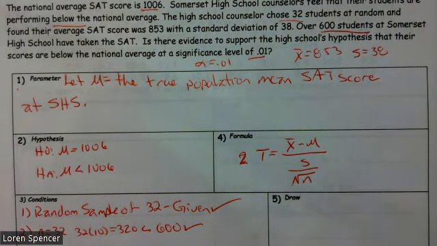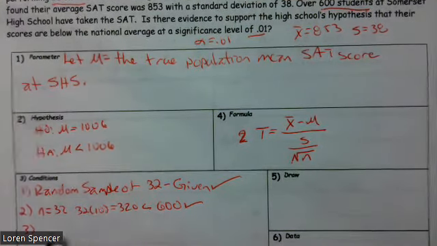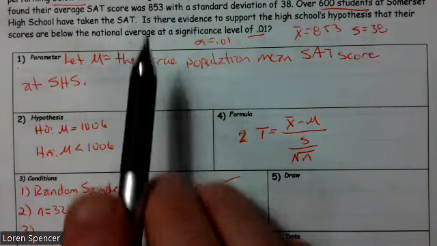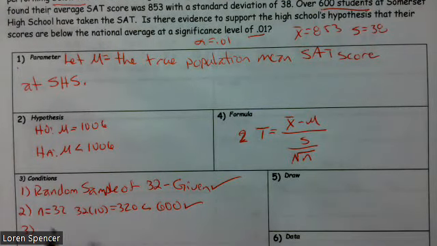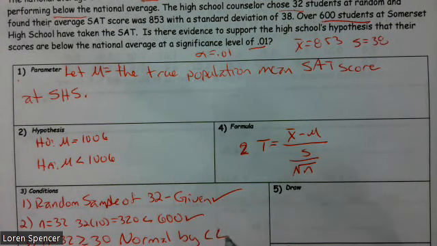Number 3 is normality. All right, well, they didn't tell us the distribution was normal, and maybe it is, maybe it's not. SAT scores are, but we don't know about Somerset High School. But n is 32. That's greater than or equal to 30. Normal by CLT.